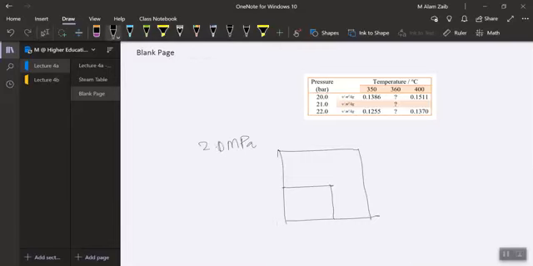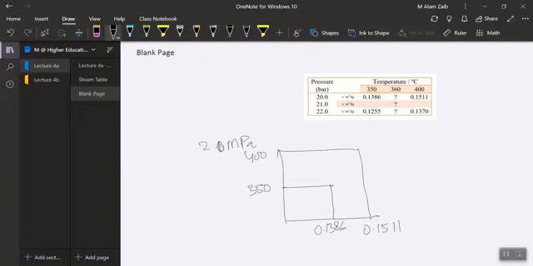At 2.0 megapascal, the value of volume at 350 is given as 0.1386, and the value of volume at 400 is given, which is 0.1511.